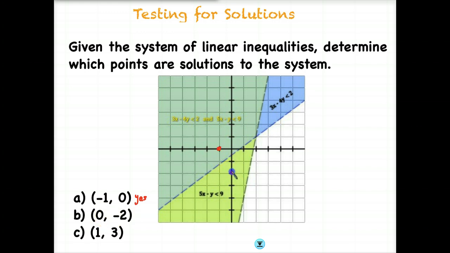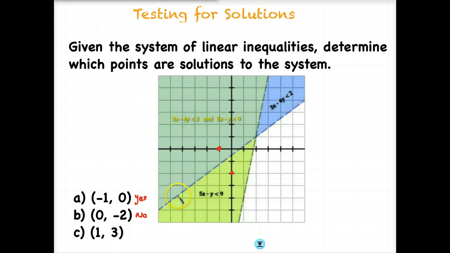Now let's look at 0, -2. That's down here. That point is a solution to this equation right here, the 5x minus y is less than 9, but it is not a solution to this equation up here. Notice that this equation's solutions are all up above, and that point is not part of that. So this point is no. Since it is only a solution to one of the equations, it does not work. It has to be a solution to both.